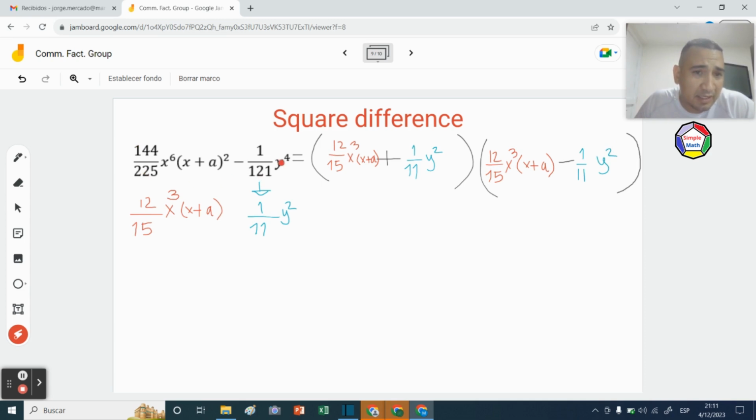If this is the exercise and the instruction is factorize, we use a square difference, which is two parentheses. In the first parenthesis, we write a plus, in the other one a minus, or a minus in the first one and a plus in the second one. Then we get the square root of the first term and write it here. Then we do the square root of this one and we write it here. And then we repeat the same process in the second parenthesis.